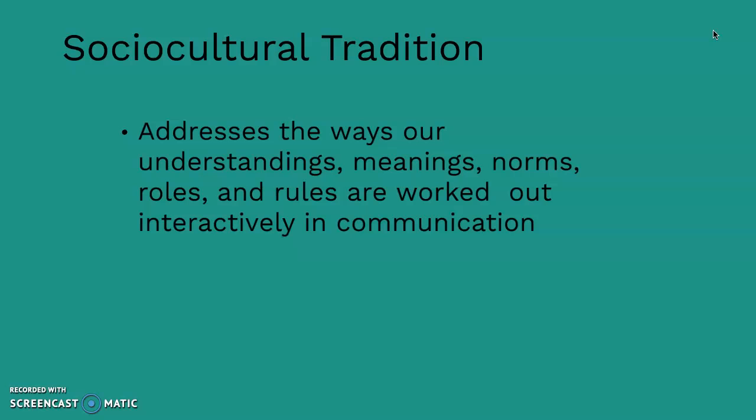Okay, the sixth tradition is the sociocultural tradition. This one addresses the ways our understandings, meanings, norms, roles, and rules are worked out interactively in communication. The first theory that I'll be talking about is the identity negotiation theory, which deals with different identities and how individuals manage or negotiate the tension between personal and cultural selves in ways that enhance respect for and consideration of the other cultural groups. The cultural identity theory describes the communicative processes used by individuals to construct and negotiate cultural group identities and relationships across contexts. And lastly, the cultivation theory looks at the effects that television has on a culture and how it is influential in shaping a culture's beliefs and views.